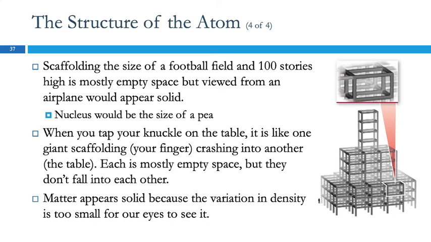But then that makes you think about some of the science fiction stuff, like, well, could you find a way to just go through matter? Right? I mean, there's enough space in there that two things could just pass through each other. So why does matter appear solid? It's because the variation in density is too small for our eyes to detect it.